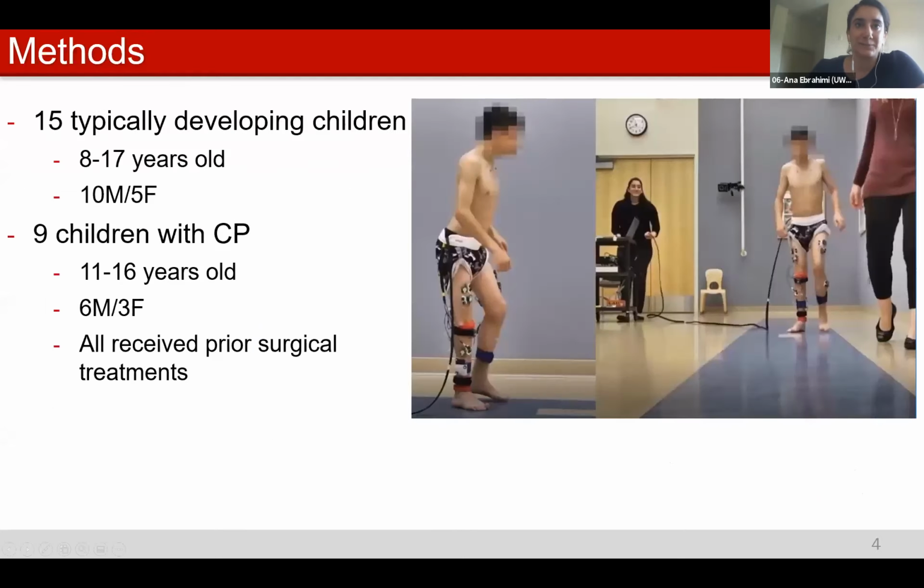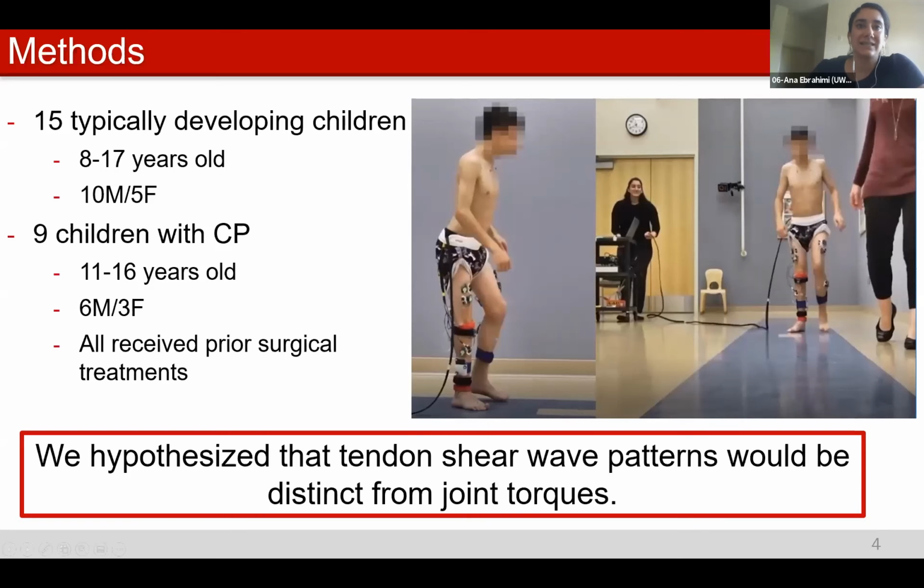Our participants did several overground walking trials while we collected motion, force, and muscle activity data, along with this new Achilles and patellar tendon shear wave speed. We tested the hypothesis that tendon shear wave patterns would be distinct from joint torques.